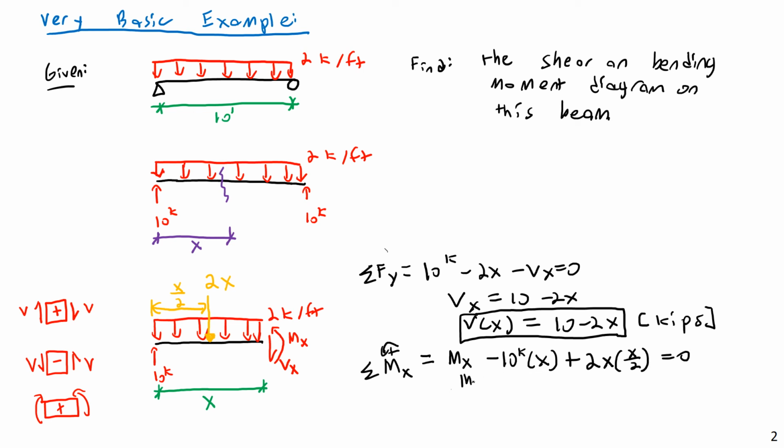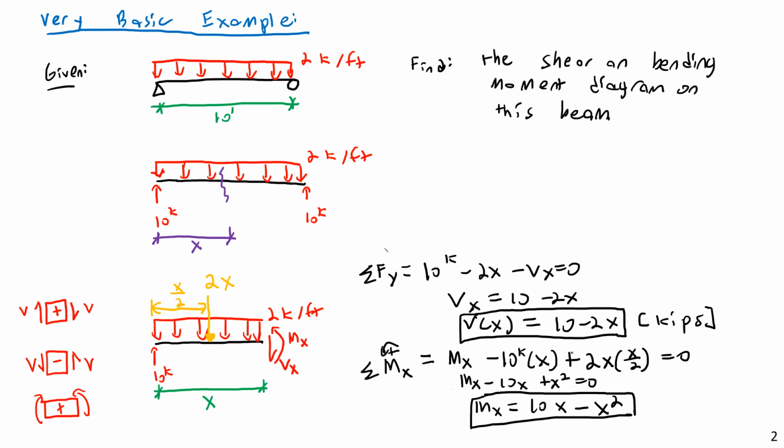So Mx minus 10x plus x squared is equal to 0, and Mx is then equal to, actually that would be 10x minus x squared. And this is our moment function. So we now know the moment at any location here as a function of x. Interesting. We now know the moment as a function of x.